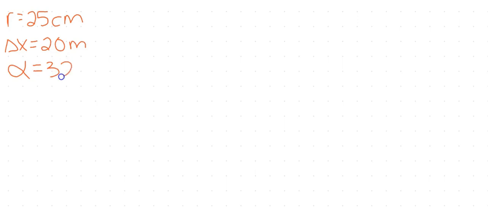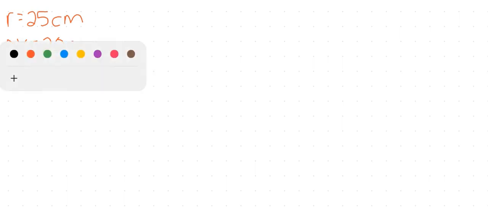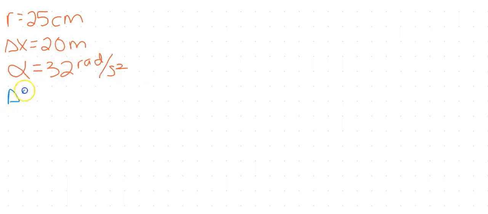Alright, circular motion quiz review number 3. So this one, you have a beach ball with a radius of 25 centimeters, and it's going to travel down a dune 20 meters. That's going to be our linear displacement, or delta x. As it rolls down, it experiences an angular acceleration of 32 radians per second squared. We're all good with units.